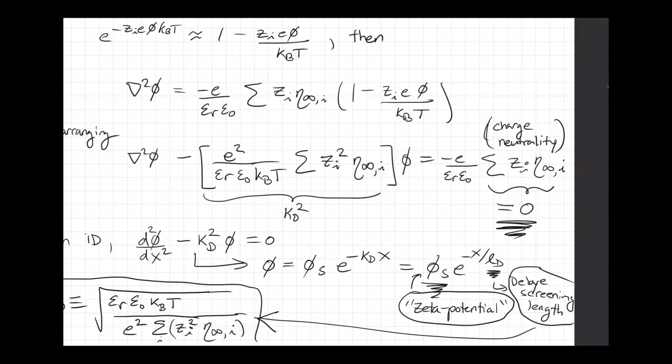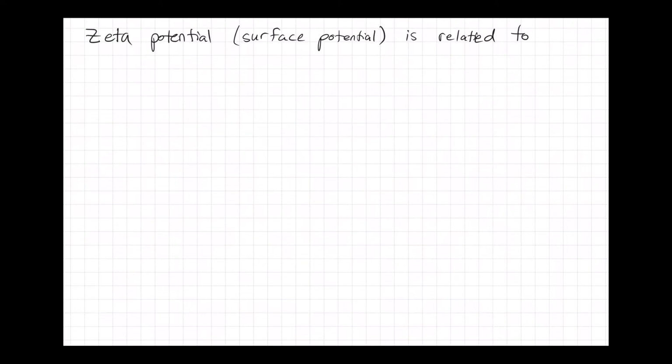The zeta potential in particular is a very interesting quantity that can be measured. It turns out that the zeta potential is related to the surface charge, or can be related to the surface charge density. So what we know is that the potential itself is related to the surface charge density, or at least the gradient of the potential.